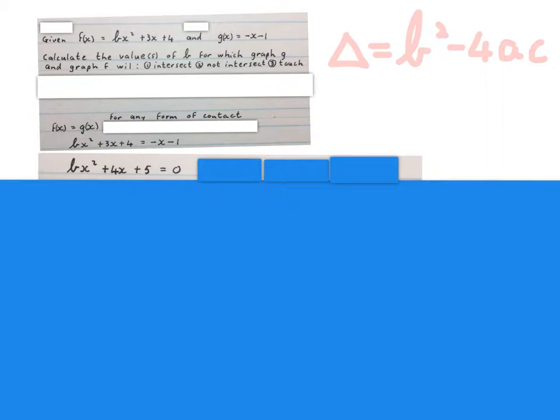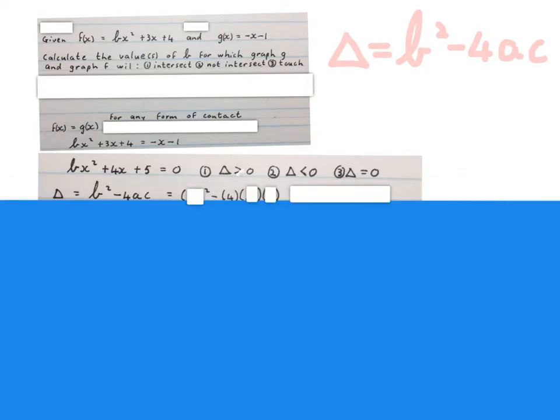Now to answer any one of the three questions they could possibly ask us, we will work out the discriminant or delta, which is the formula b squared minus 4ac. And it will help us to find the values of b. If the question said the graphs will intersect, then delta will be bigger than 0. If the question said the graphs will not intersect, then delta will be smaller than 0. And if the question said that g is a tangent to f, then we will make delta equal to 0.